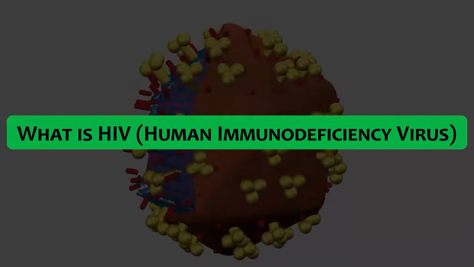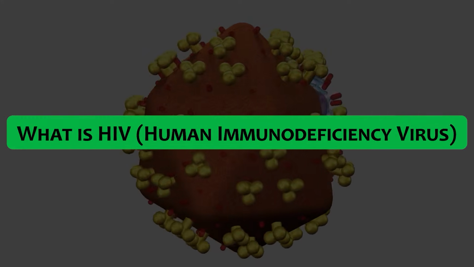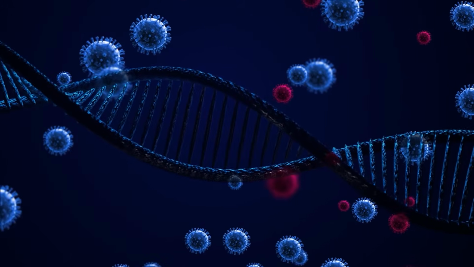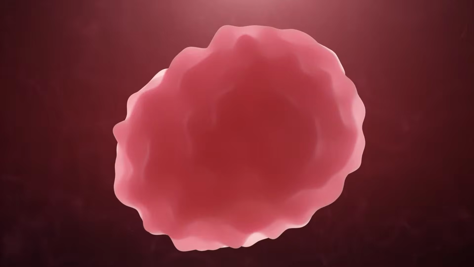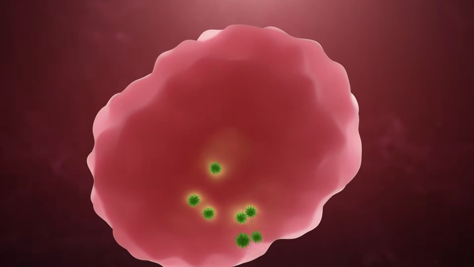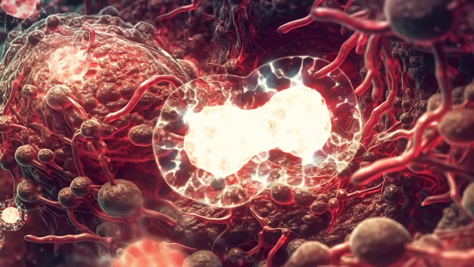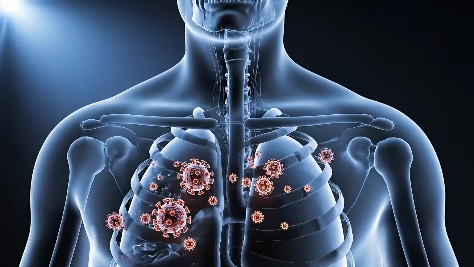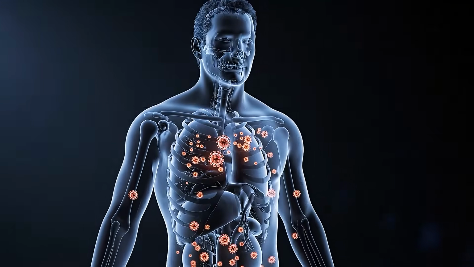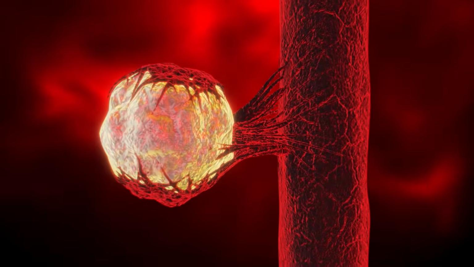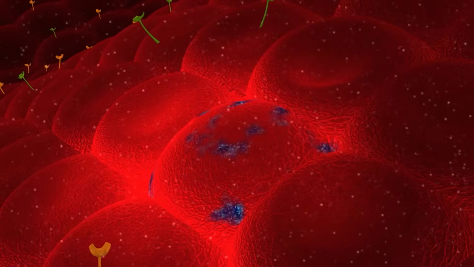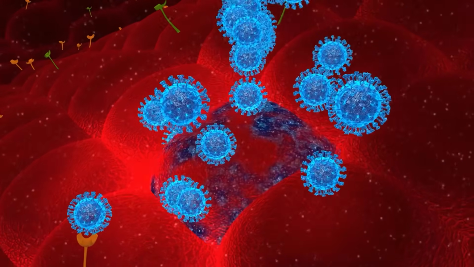What is HIV? Human immunodeficiency virus. HIV is a retrovirus, which means it inserts its genetic material into human cells and uses them to reproduce. The virus specifically attacks the immune system, especially the CD4 cells, which are responsible for coordinating immune responses. Once HIV enters the body, it begins to multiply rapidly.